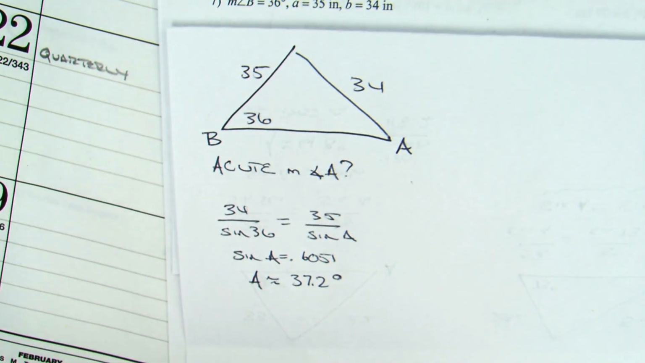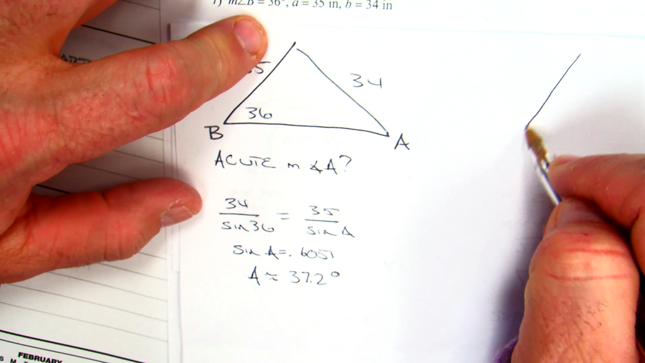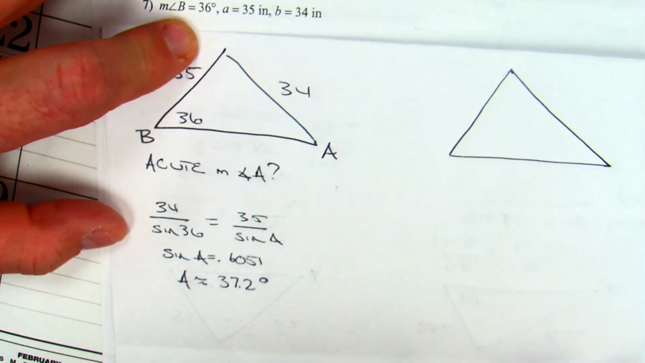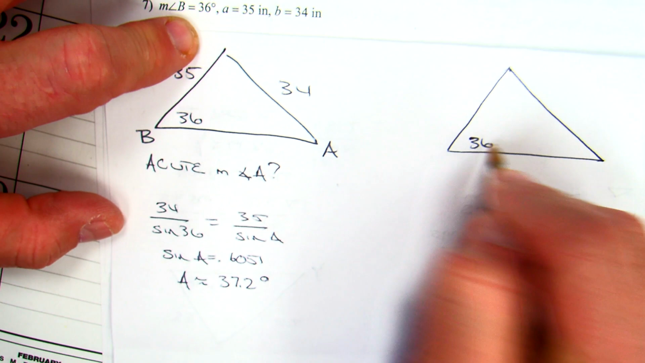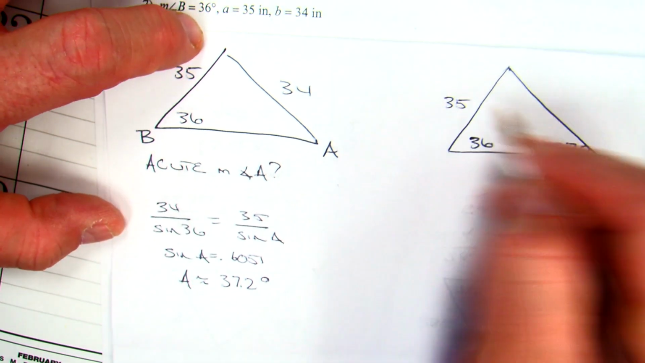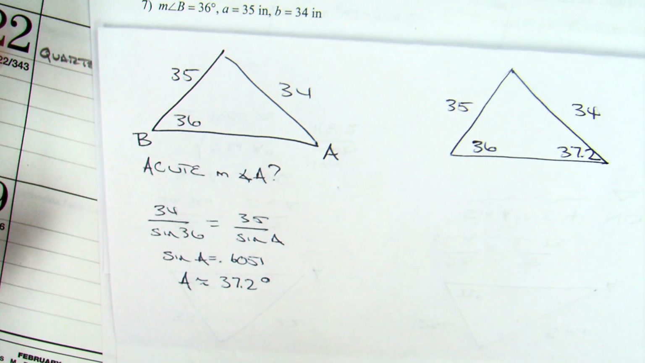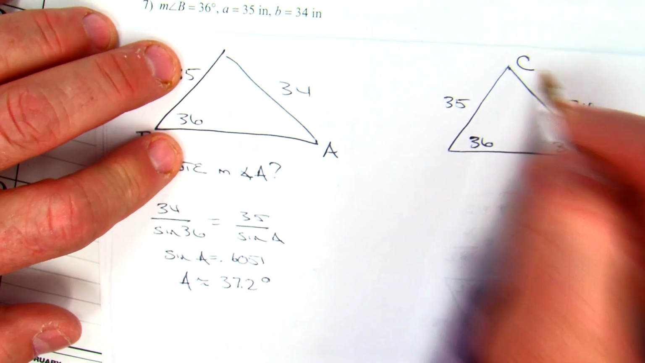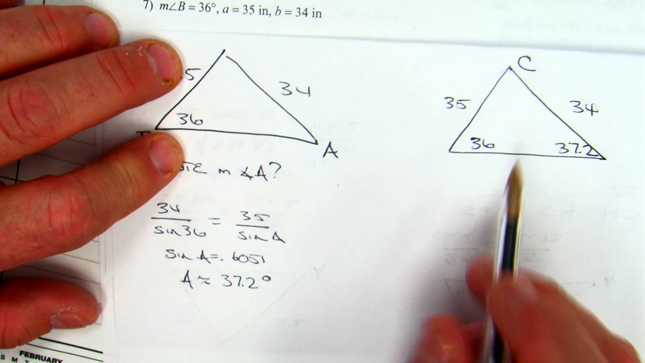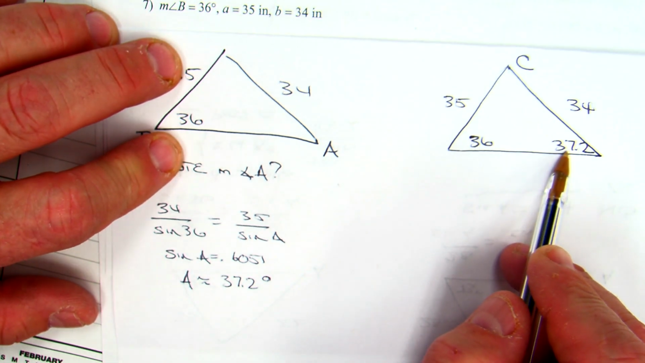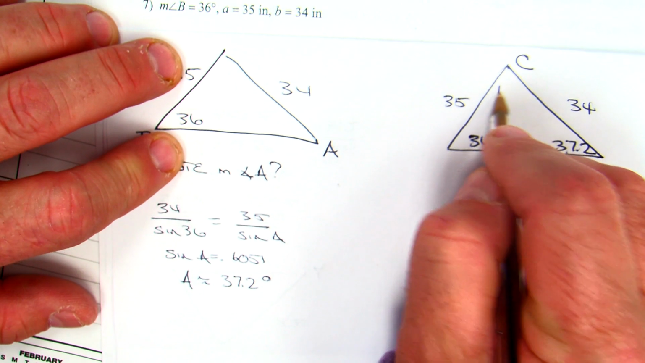You have 37.2 degrees, hopefully. Okay, so that means one possible triangle as a result. One possible triangle would have 36, 37.2, 35, and 34. Can I then use triangle angle sum to get that angle up there? Yep, I'm going to add 36 and 37.2, gives me 73.2. Subtract that from 180, and I believe I get 106.8.